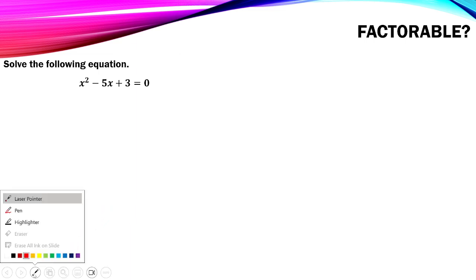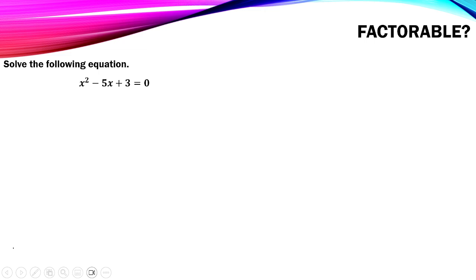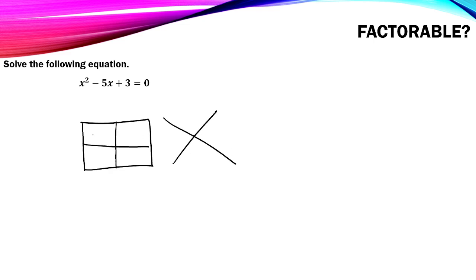Alright, so if you tried it out, you should have noticed that there was a problem. If I do my Xbox method, I'm going to draw my box and my x. The x squared we put on the top left, the 3 on the bottom right, the negative 5x goes at the bottom, and then multiply the x squared and the 3 to get 3x squared at the top. Notice that no matter how hard you try, we're not able to figure out what these sides will be. They actually end up not working. So we get kind of stuck here. We're not able to solve this using the Xbox method.